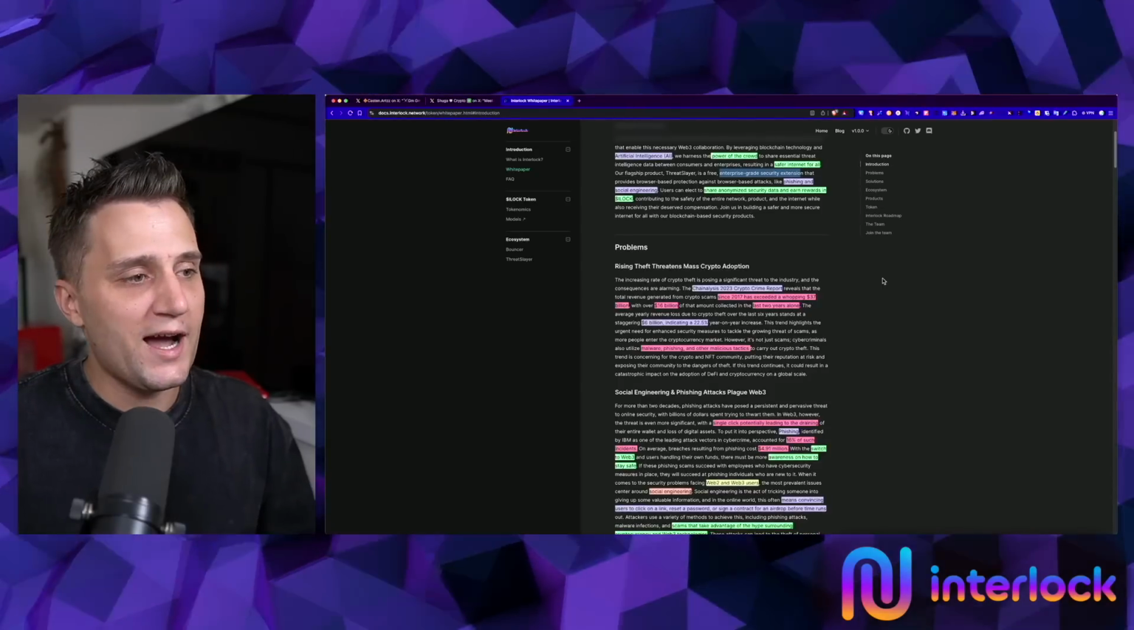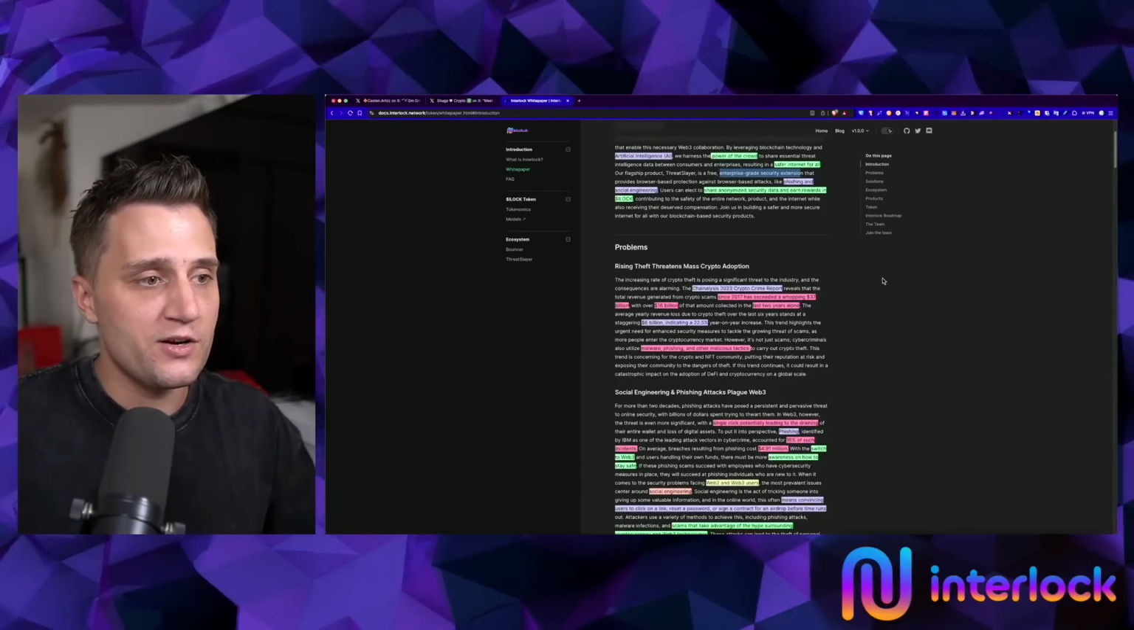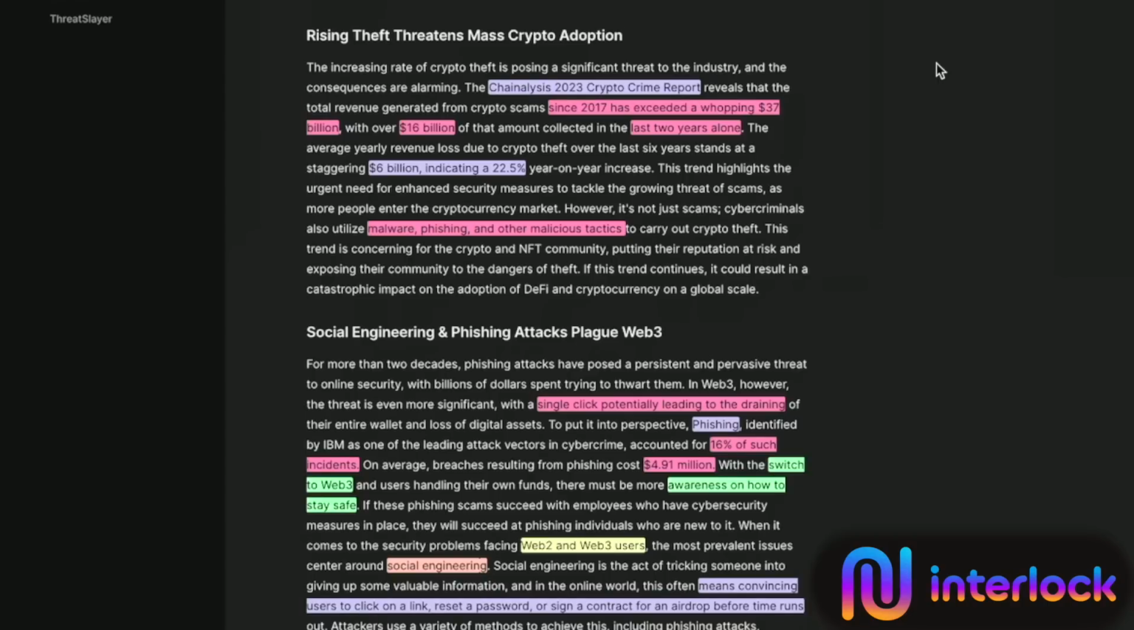So this trend highlights the urgent need for enhanced security measures to tackle the growing threat of scams as more people enter the crypto market. However, it's not just scams. Cyber criminals also utilize malware, phishing, and other malicious tactics. So not only scams and not only phishing, but they also have all sorts of tactics that they use to target crypto users.